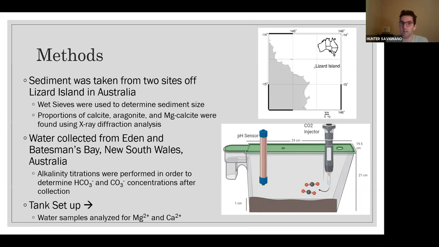One last thing they did is they did a tank setup. So what they did is they took that water, put it in a tank along with 1 centimeter of sediment, and sealed it off in order to prevent any form of air-water interface reactions. And they put a CO2 injector and a pH sensor in order to kind of control the pH. And every 1 to 3 hours, they took some of that water and tested it for magnesium and calcium ions.